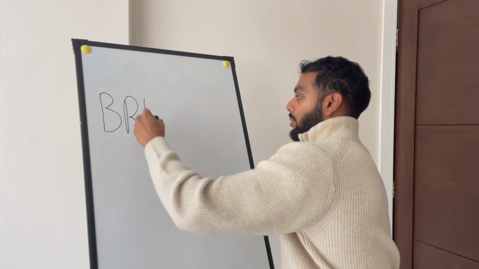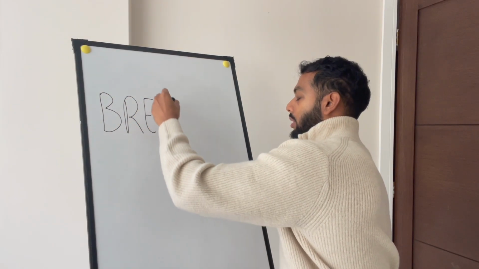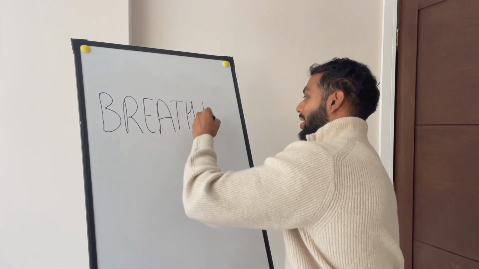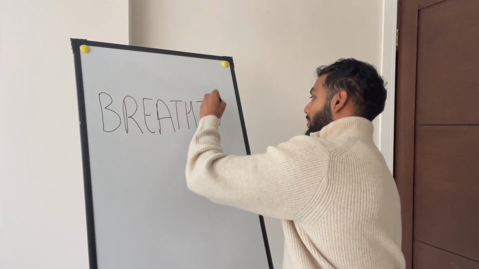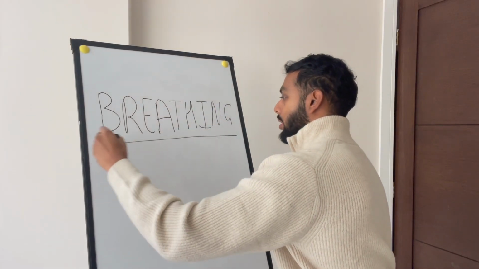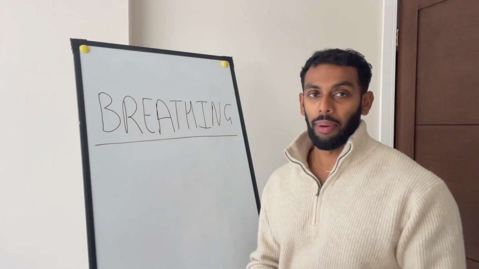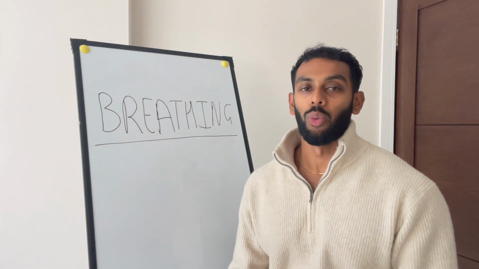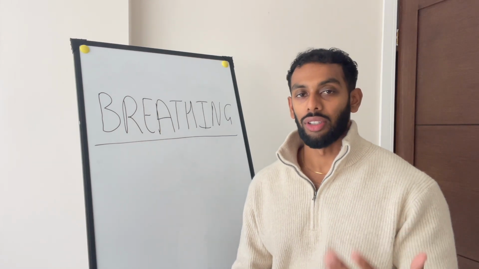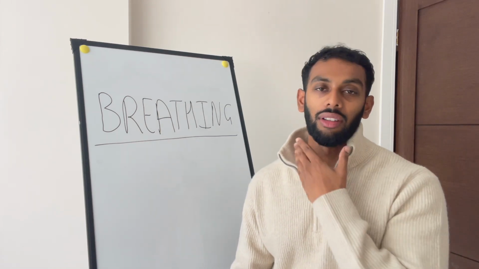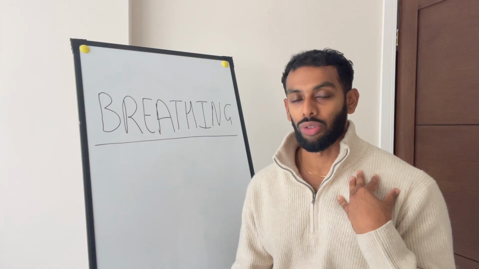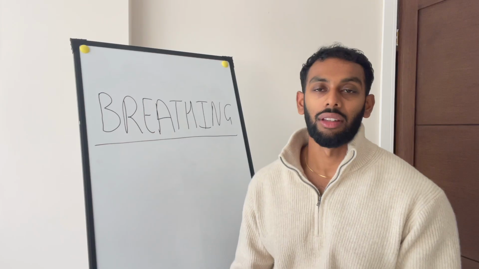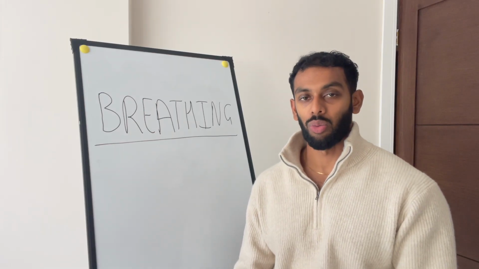B is breathing. My handwriting is awful. Anyway, so for breathing, we first look at the patient. When we look at the patient, we see whether they're using their accessory muscles. Are they using their neck muscles, their shoulder muscles? How fast are they breathing? Do they look very short of breath? These are questions we need to ask ourselves when we're dealing with B.